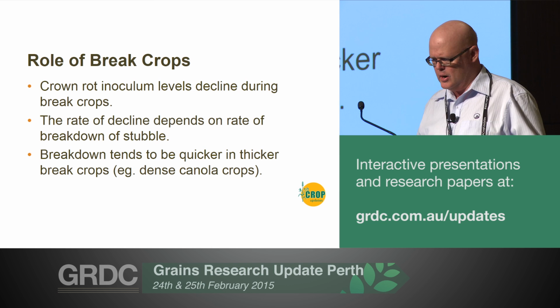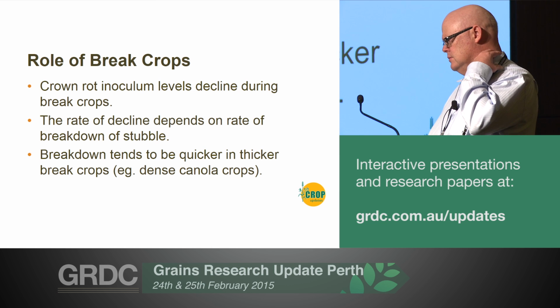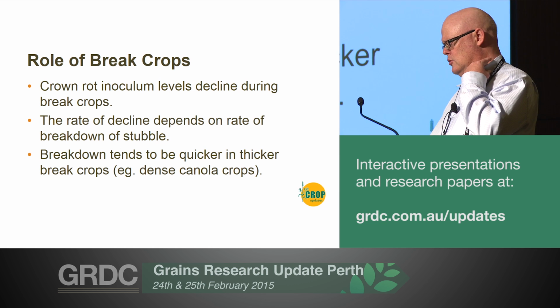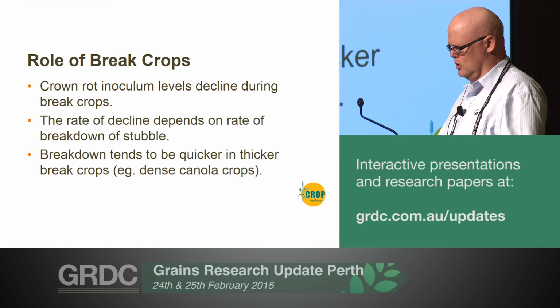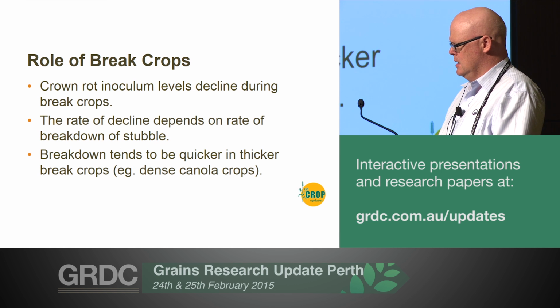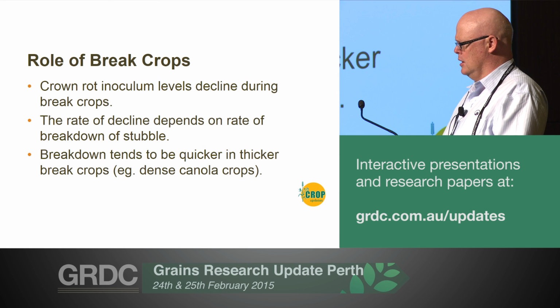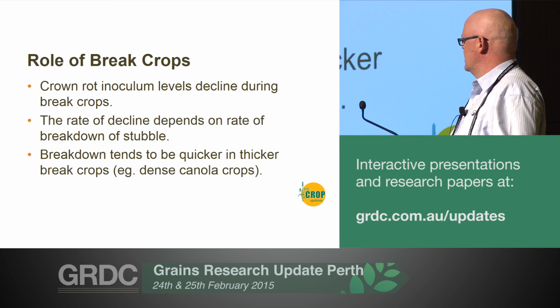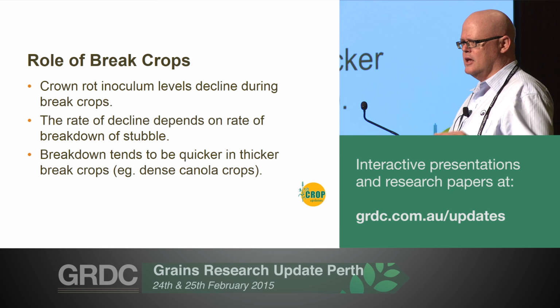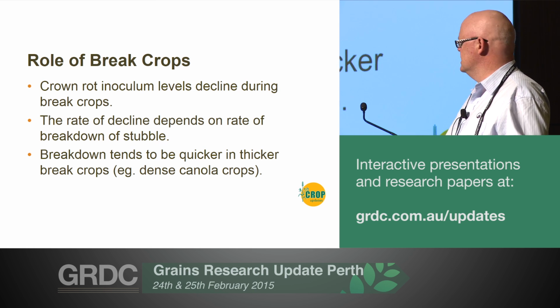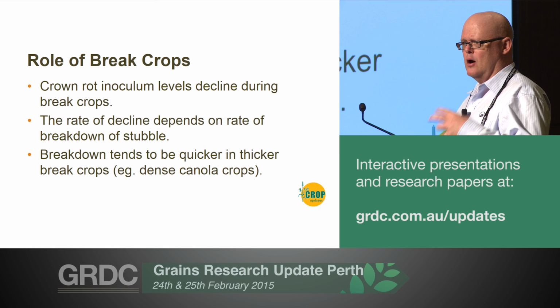So we've talked a lot about break crops. We've got crown rot inoculum levels declining during break crops. That's our experience from trials that have been done all over Australia. And the rate of decline depends on the breakdown of stubble. So the quicker that stubble breaks down, therefore thicker crops with bigger canopies that obviously get wet during the growing season, they'll be ones where that old stubble will break down.